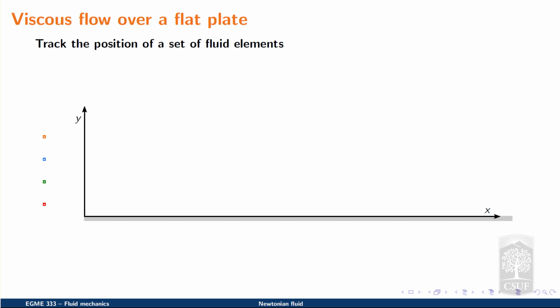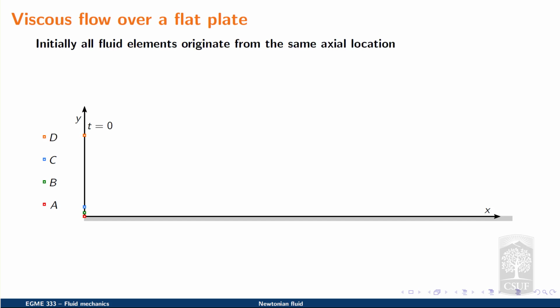To do so, we'll track the position of a set of fluid elements. We'll have the red fluid element labeled A, the green fluid element labeled B, the blue fluid element labeled C, and lastly the orange fluid element labeled D. Initially, at time equals 0, all fluid elements are placed at the leading edge of the flat plate, which corresponds to the x equals 0 location.